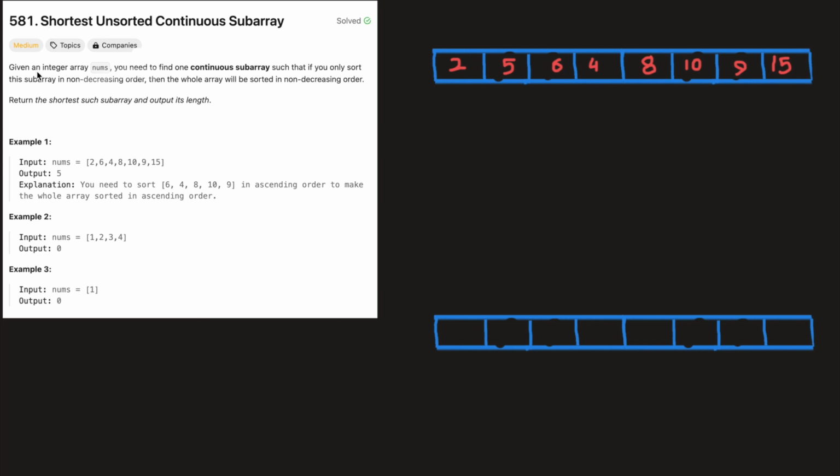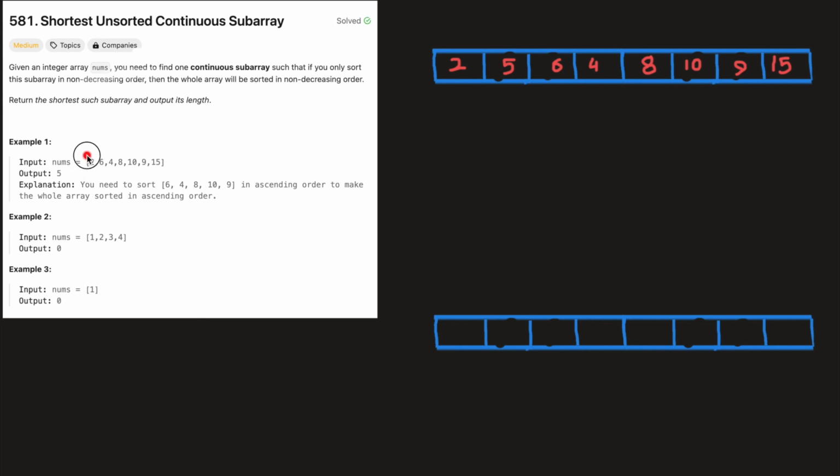It says that given an integer array nums, you need to find one continuous subarray such that if you only sort that part of the subarray in increasing order, then the whole array will be sorted in increasing order. So you have to return the shortest such subarray and output its length. What it says is you will be provided with an array, and in that array you have to find such a continuous part of the subarray which, if you sort it, then the whole array would be sorted. So that is the problem statement.